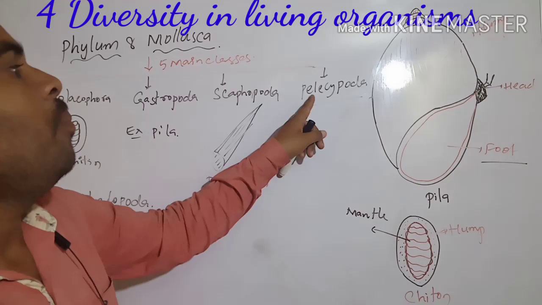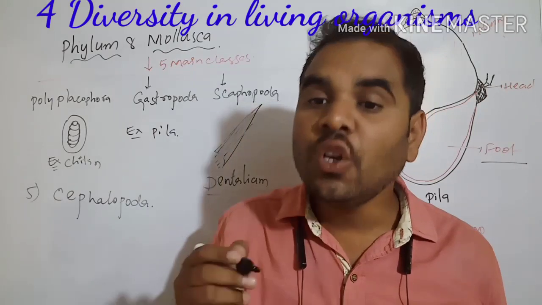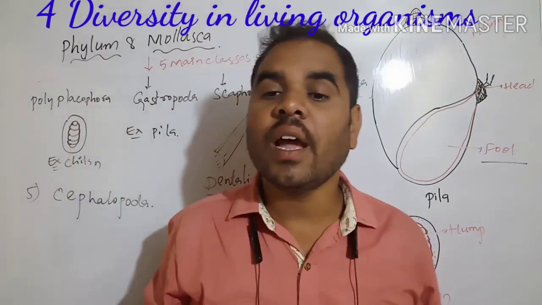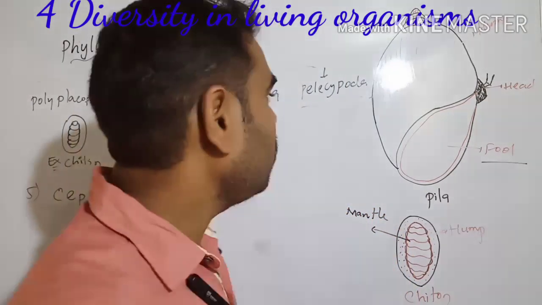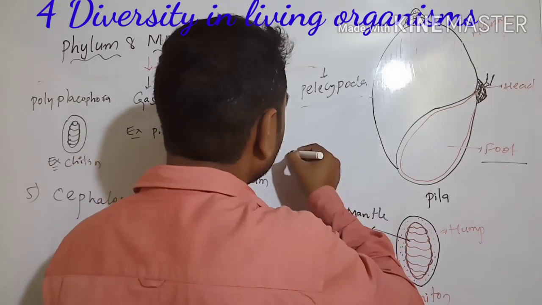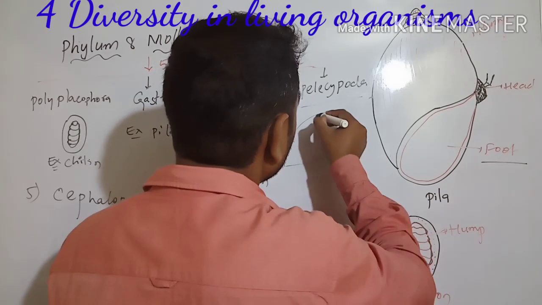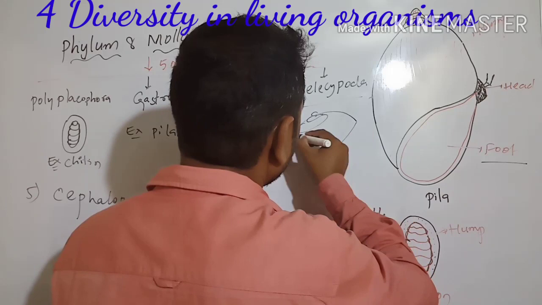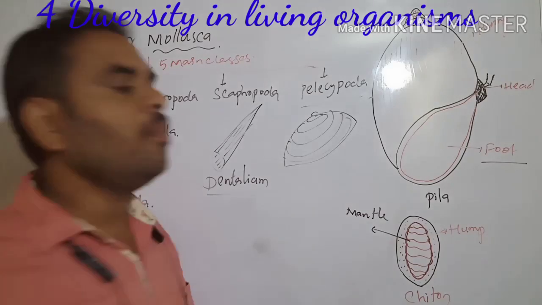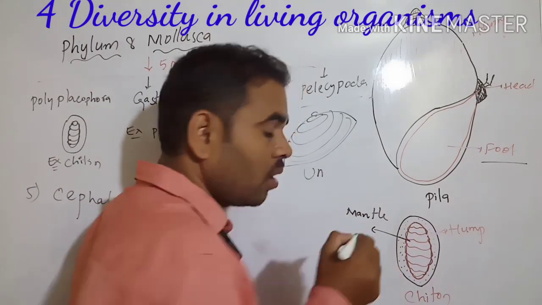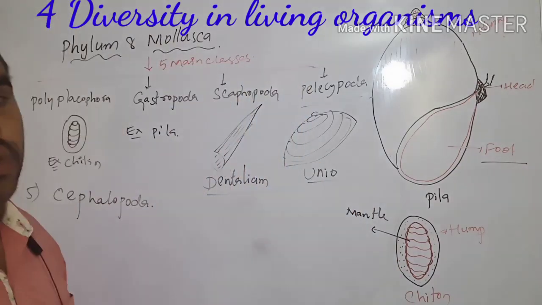Next, Pelecypoda. Pelecypoda means shell consists of two lateral valves hinged together mid-dorsally. The best example is Unio.